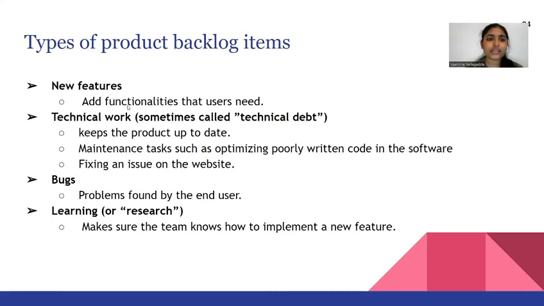There are types of product backlog items here. There are new features, where we can add functionalities if the users need them, and the technical work that keeps the product up to date, and maintenance tasks such as optimizing poorly written code in software. We can also fix an issue if there is an issue in the website. We can fix it with the technical team, and we can also resolve bugs if the user finds any, so we can easily fix them. And there is a good learning way from here, so make sure that the team knows how to implement a new feature.